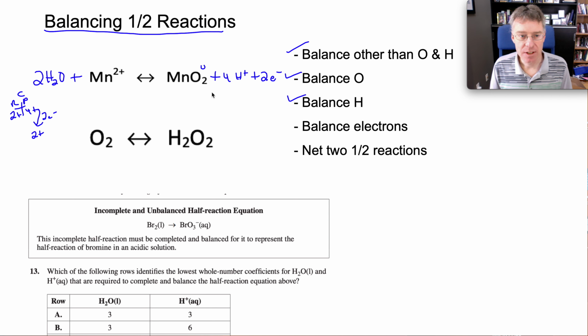You could be asked whether this is reduction or oxidation. I use LEO and GER to help remember it. So GER, gaining electrons reduced. Oh, they're not being gained, they're being lost. So this half reaction is an oxidation.